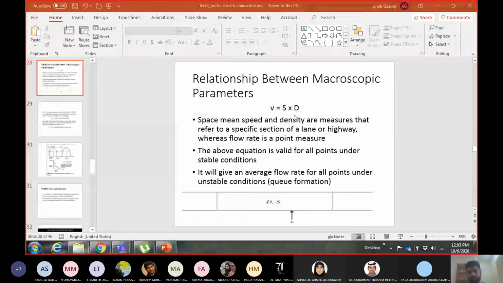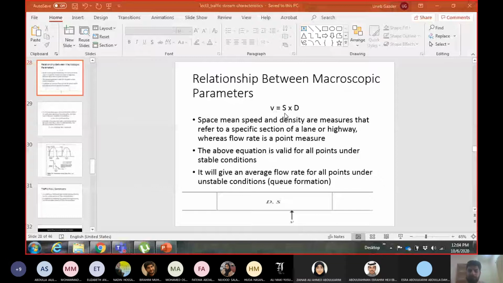This is the equation for the relationship between flow, speed, and density. Okay. So V means rate of flow, S is the speed, and D is the density. Now we have earlier said that macroscopic speed can be of two types, space mean speed or time mean speed. This one in this equation, or in all the other equations related to flow and density or headway and spacing, will be space mean speed.